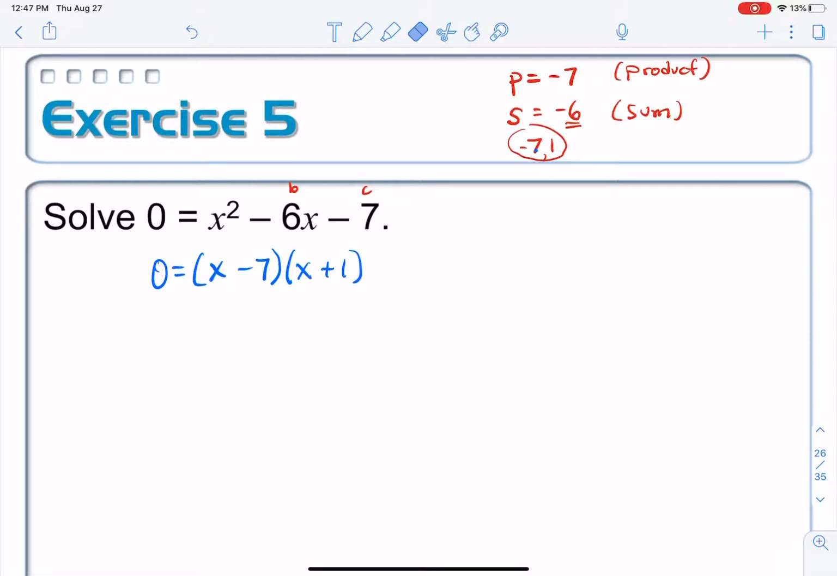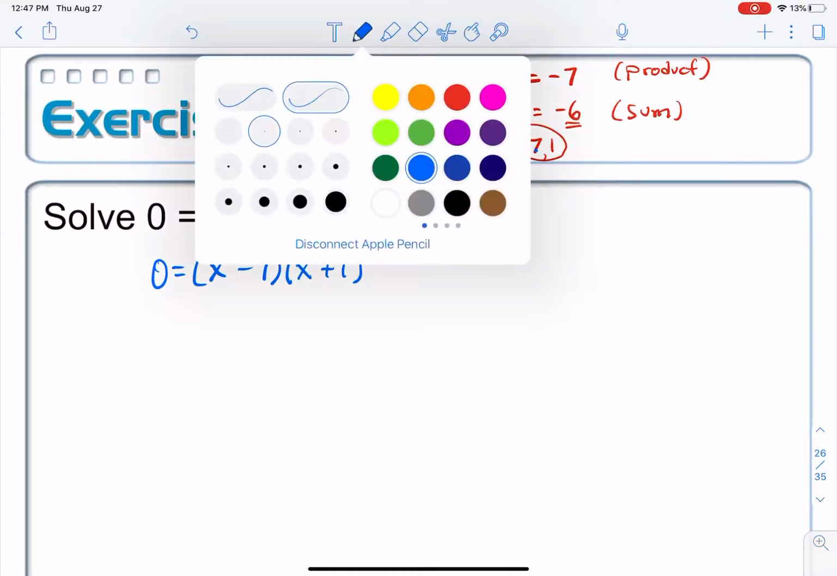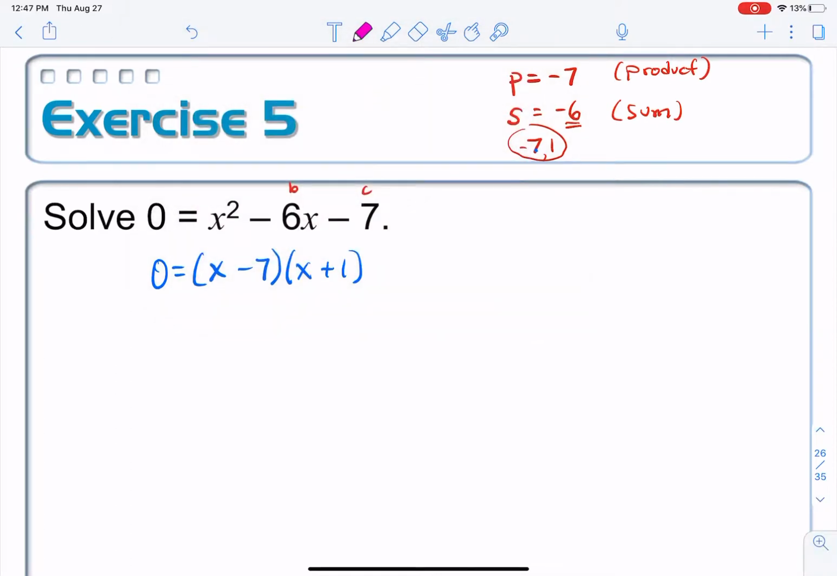Okay, before we even move on, let's just FOIL this. Let's check to make sure that we did this thing correctly. If we were to FOIL this thing out, I'll change colors again. Let's make it magenta. X times x, that would be x squared. X times positive 1 gives me a positive 1x.